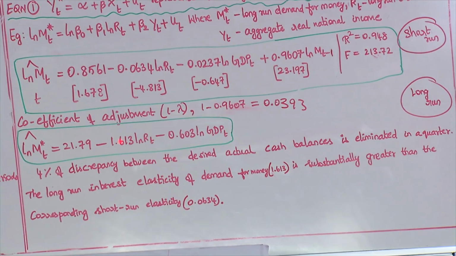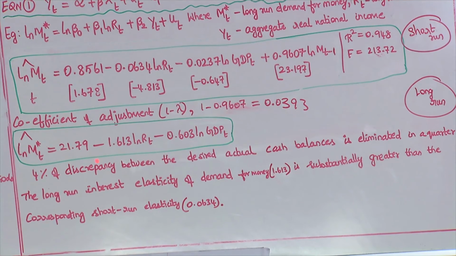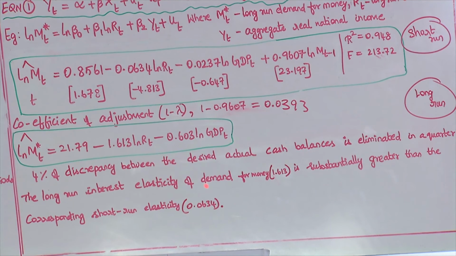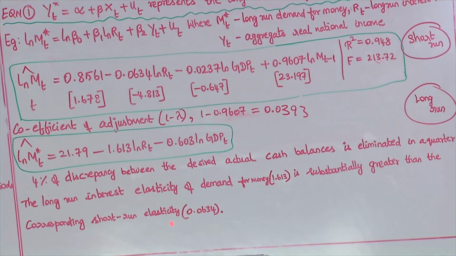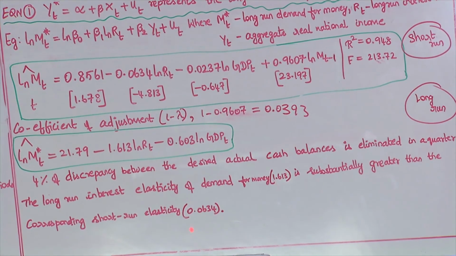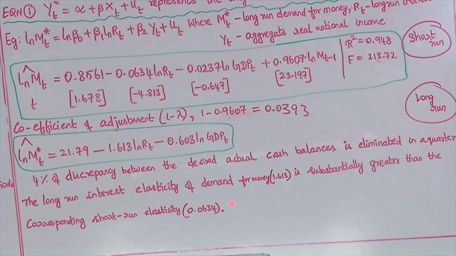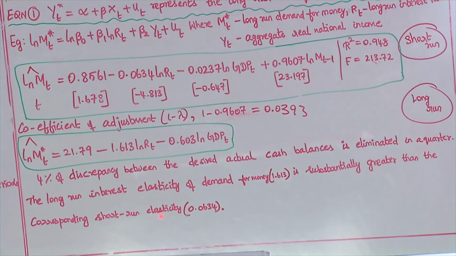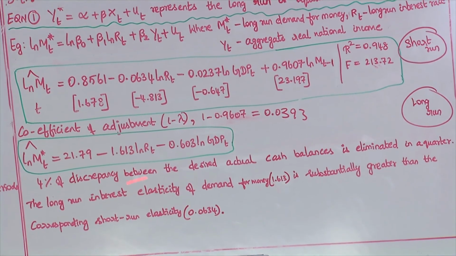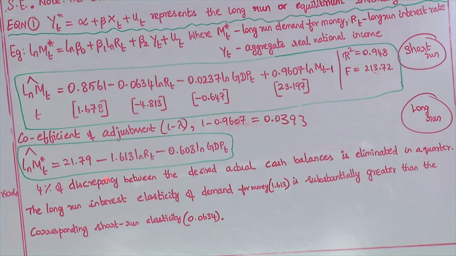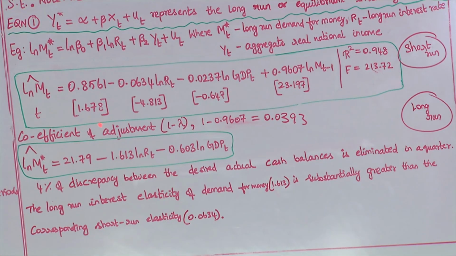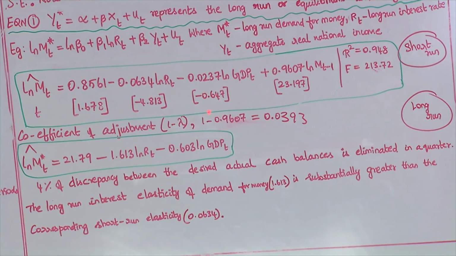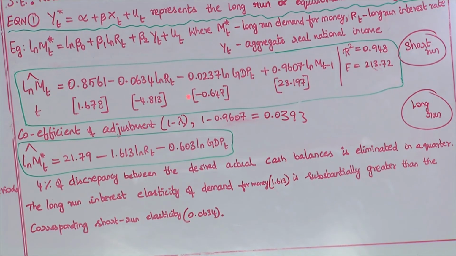And we can also compare the elasticity measures of the short run and long run equations. The long run interest elasticity of demand for money, that is 1.613, is substantially greater than the corresponding short run elasticity of demand for money, that is 0.0634. So, this is very, very high. That is what we can interpret from this example. So, what we can conclude is that from this partial adjustment model, we get short run and long run equations of demand, and also this short run equation in fact represents the partial adjustment model, which is very much like the KOYCK transformation equation. So, the KOYCK transformation equation is theoretically justified by the partial adjustment model.